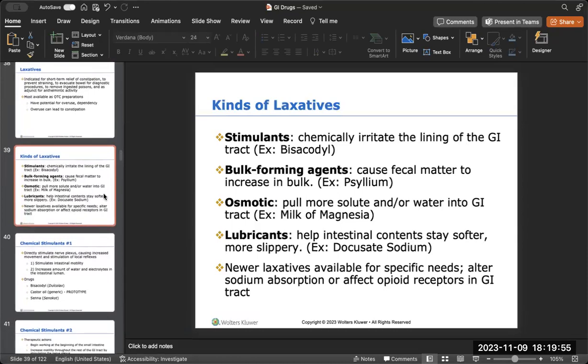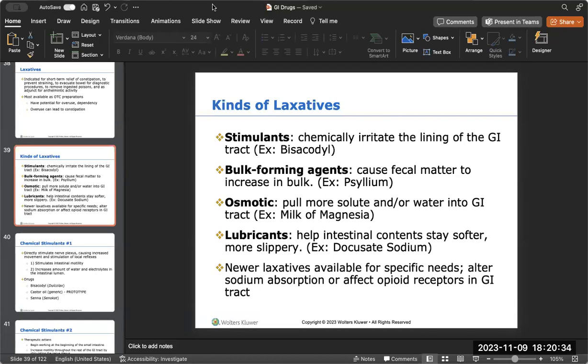This is where I'd start, knowing which ones are what types of laxatives. So we all know these are laxatives. If you're able to recognize what is a laxative, you know that it's used to treat constipation. Boom, you already know what these drugs do. Now you just have to recognize which ones are what. So stimulants chemically irritate the lining of the GI tract to help get rid of the bowel movements. An example is bisacodyl. We have bulk forming agents, which cause fecal matter to increase in bulk. When the fecal matter gets in that state, it's easier to slide it out.